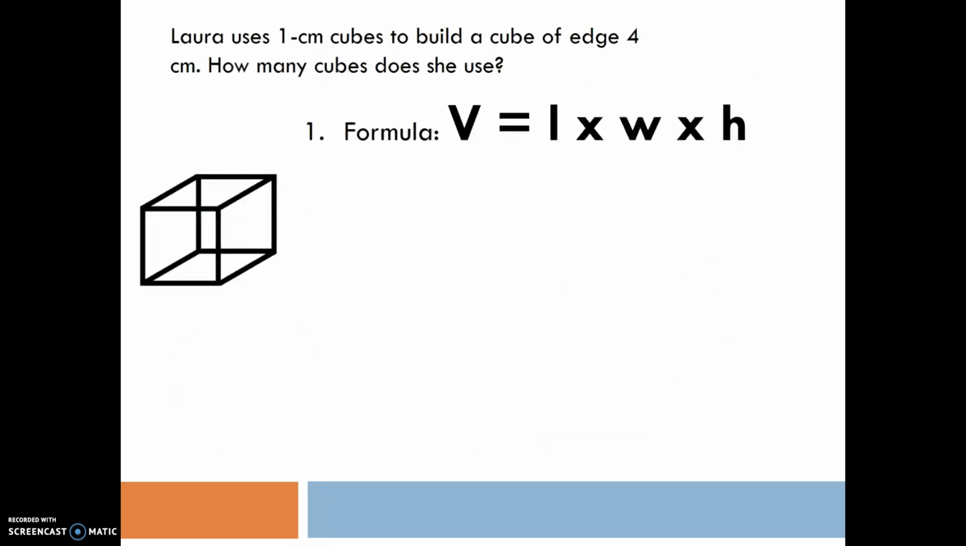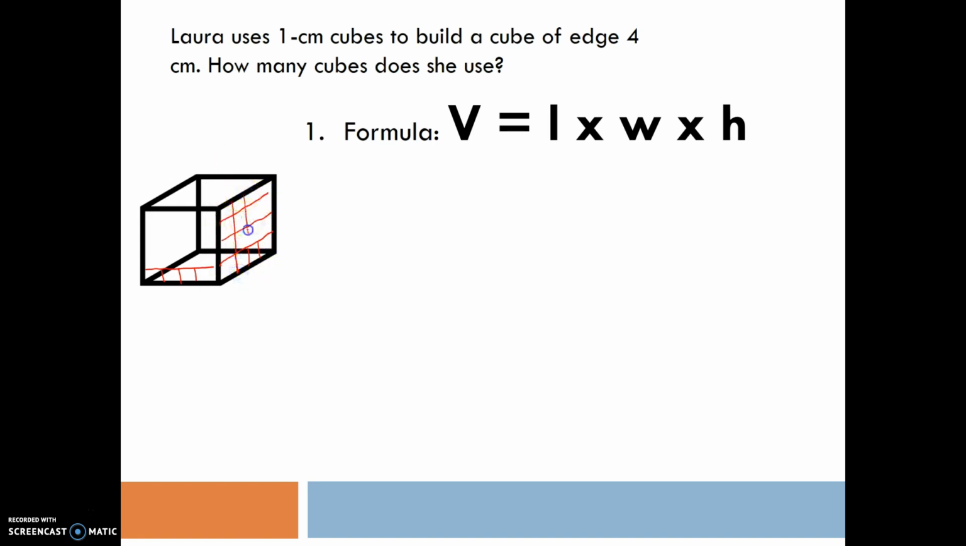Okay, so our formula is length times width times height. And let's just start off with a question. Laura uses 1 centimeter cubes to build a cube of edge 4 centimeters. How many cubes does she use? So in your mind's eye, let's just picture this larger cube made up of smaller cubes of 1 centimeter each. And it would look something like this.